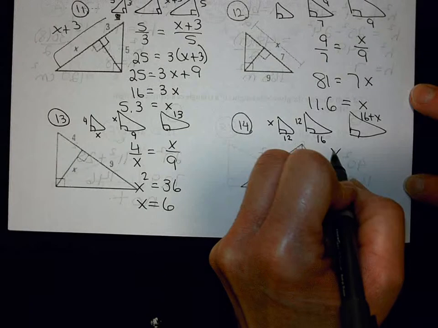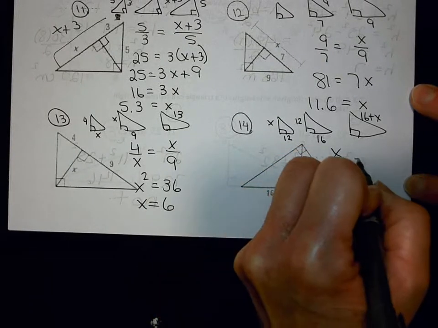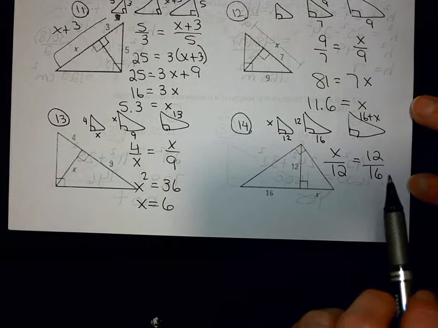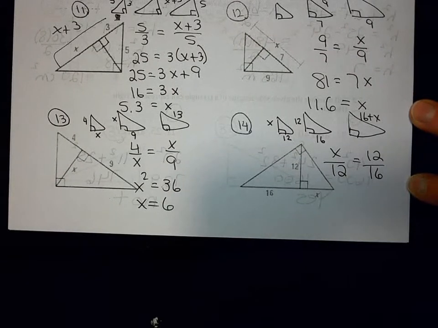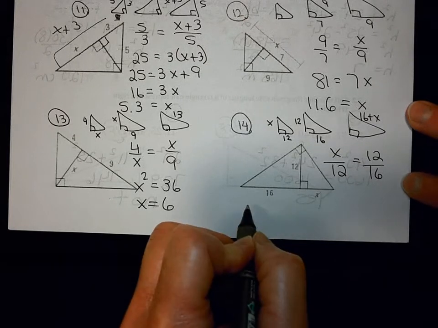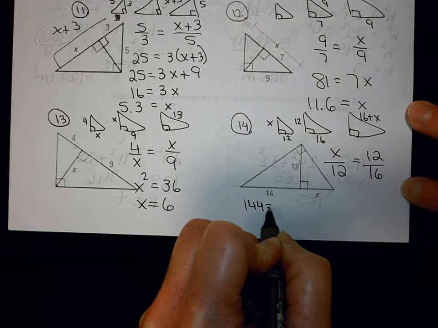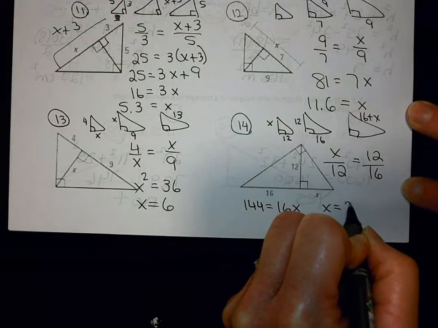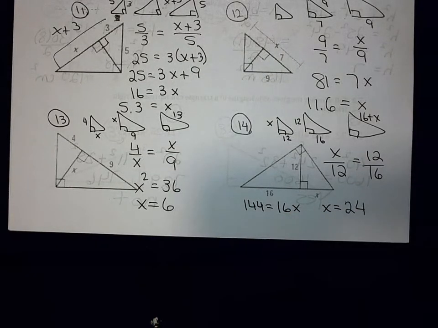So we're going to use this setup. So x over 12 is equal to 12 over 16. Again, if you're using the words, altitude to altitude, part of the hypotenuse to the other part of the hypotenuse. So 144 is equal to 16x. So x is going to be 24. So that should take care of section 7.3.